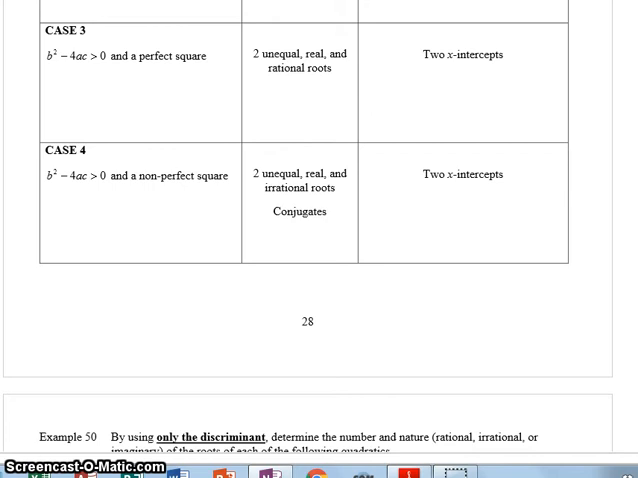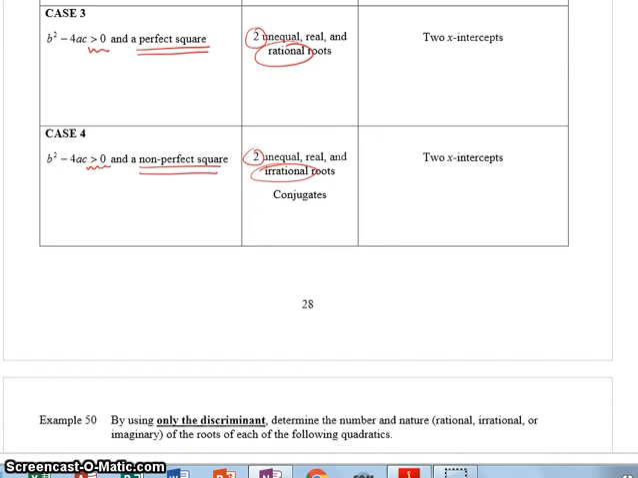Case 3 is it's greater than 0, but it is a perfect square. There's 2 rational. It can also be greater than 0, but it's not a perfect square, so there's 2 irrational. Those are the 4 cases. They're not that hard, but you do have to memorize them.